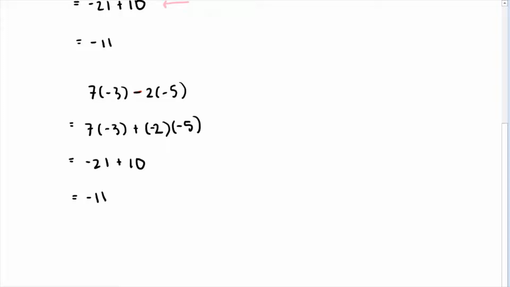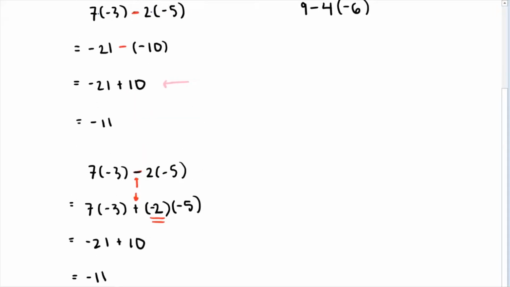All right, so all I did in this time that I evaluated this expression was I just converted this subtraction problem into an addition problem by rewriting the next part of our expression as the opposite, right? So subtraction is adding the opposite.